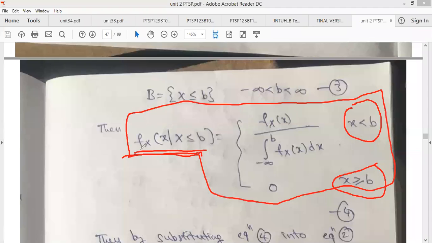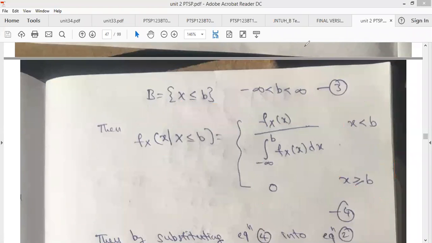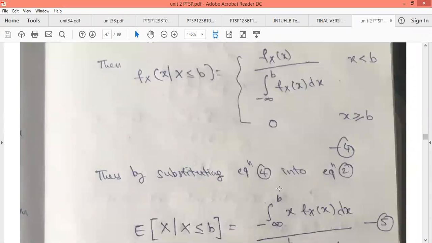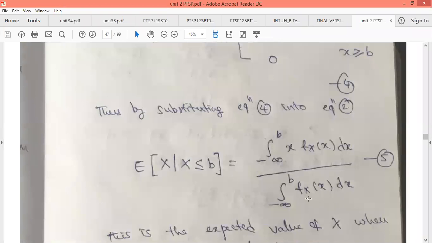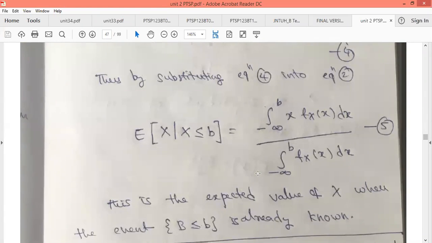So this equation we will substitute into the equation of the conditional expected value. If you substitute that into the conditional expected value equation, what will we get? The expected value of X given X less than or equal to b will be equal to the integral from minus infinity to b of x fX of x dx divided by the integral from minus infinity to b of fX of x dx. So this is the formula we get for finding the conditional expected value of a random variable.